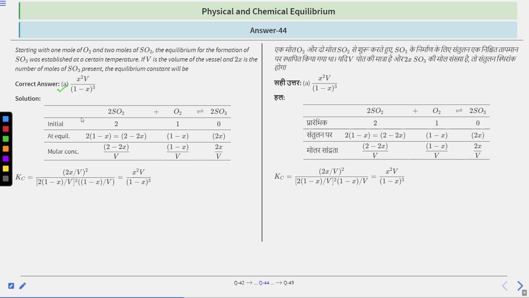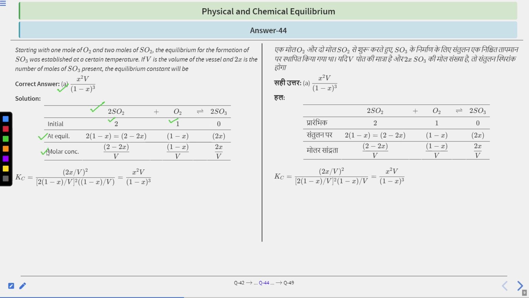We consider the reaction of formation of SO3, that is 2SO2 plus O2 gives 2 molecules of SO3. Initially, it is given that 2 moles of SO2 are present and 1 mole of oxygen is present, and initially SO3 will be 0 moles. Now at equilibrium, the remaining SO2 will be 2 times (1 minus x), that is 2 minus 2x, for O2 it will be 1 minus x, and for SO3 it will be 2x.